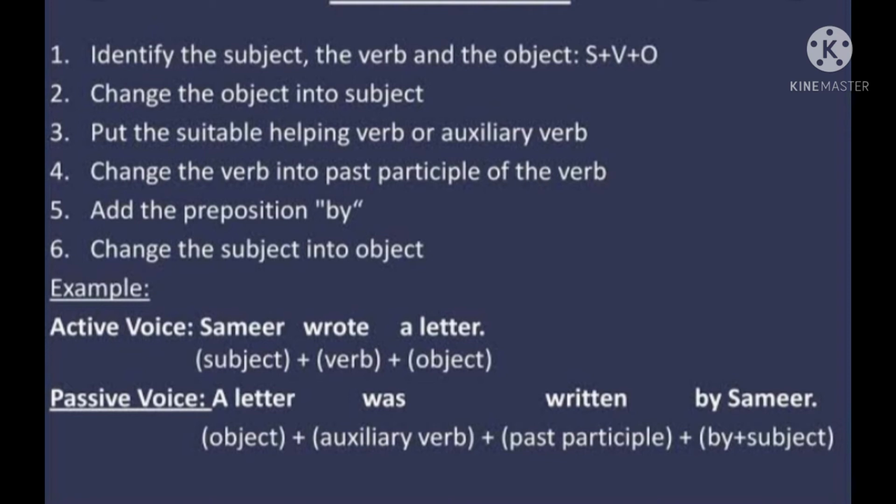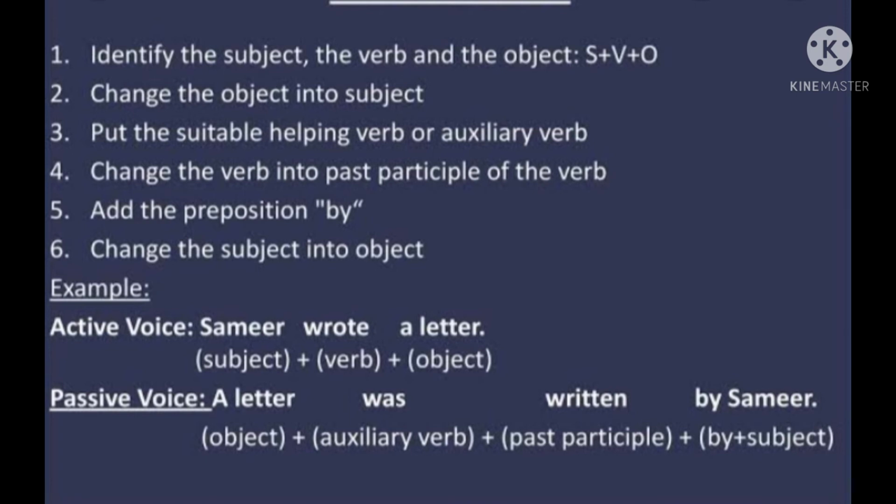We have studied the helping verbs. Which are the helping verbs? Is, are, was, were and am. So, according to the sentence, you have to add the helping verb. Then the next one is change the verb into the past participle of the verb.